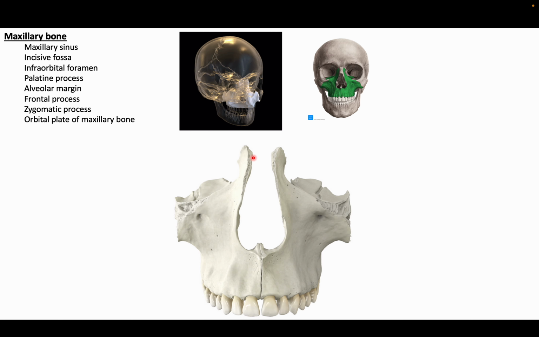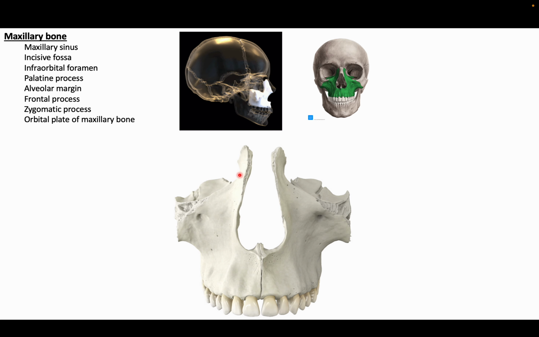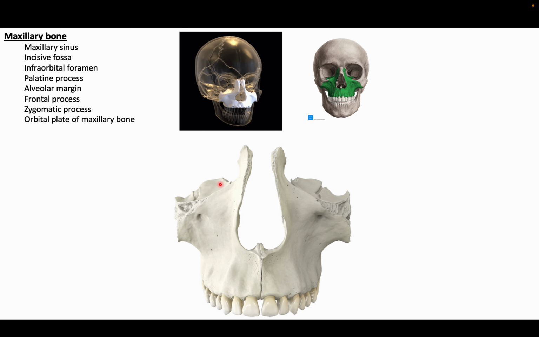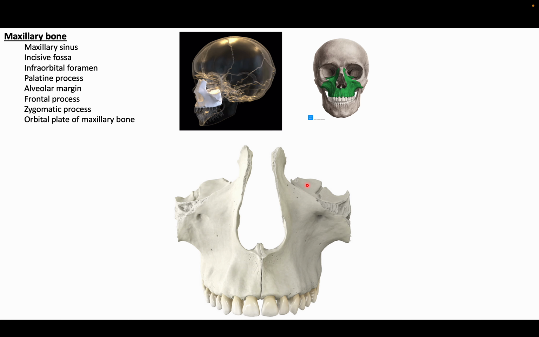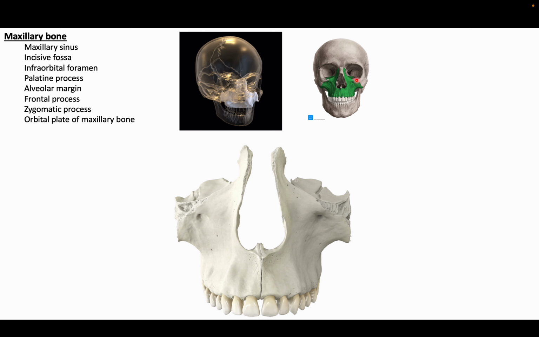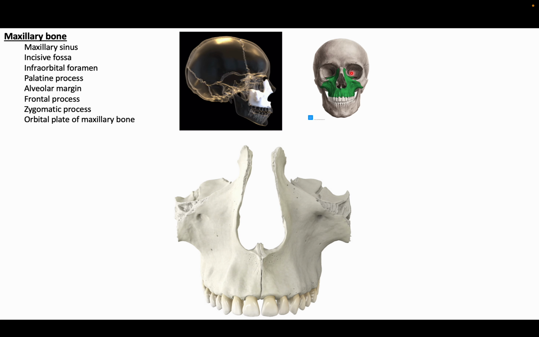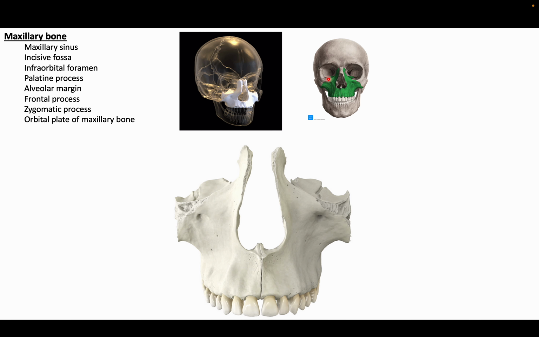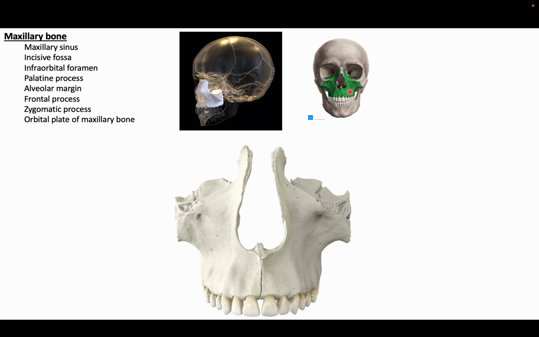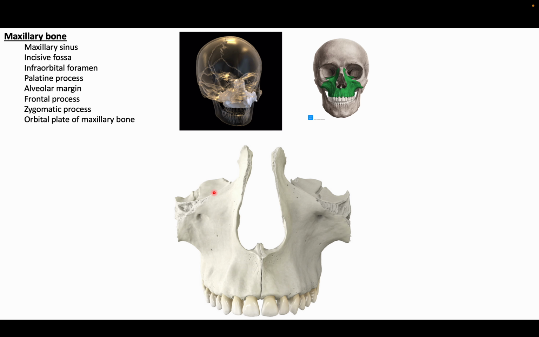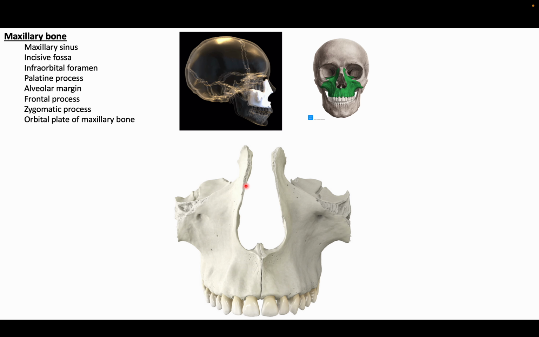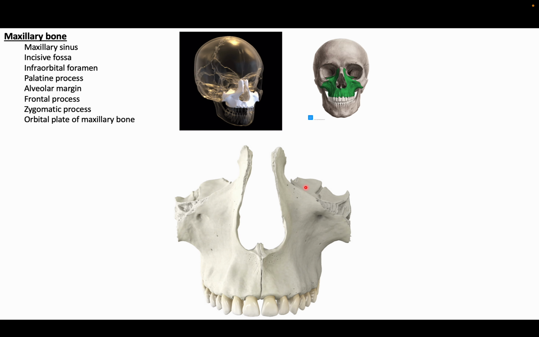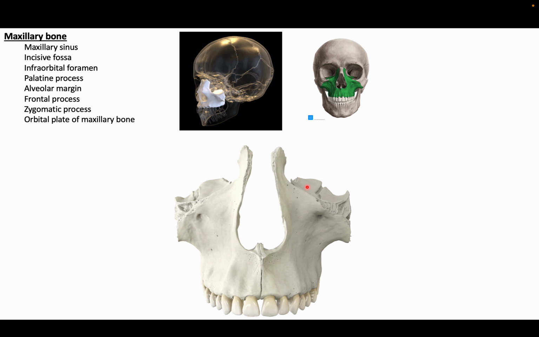Then if we move a little bit towards this way, you can see that this is the orbital plate of the maxillary bone. In this diagram, it would be this area right here. Now remember, this is the eye socket, the orbital socket, and if this entire thing is the maxillary bone, this portion right here that connects to the orbital socket is going to be the orbital plate of the maxillary bone.